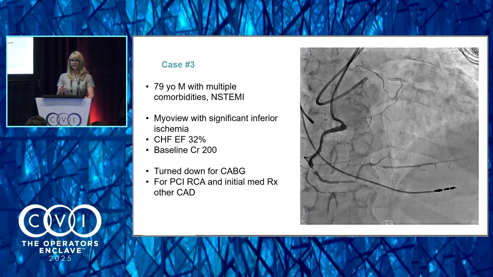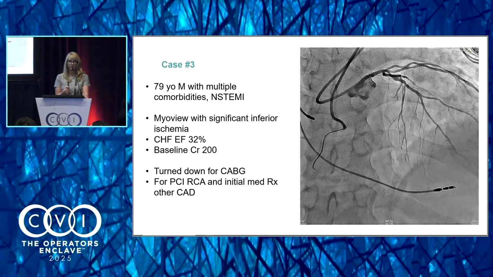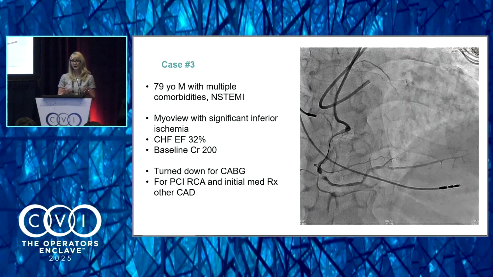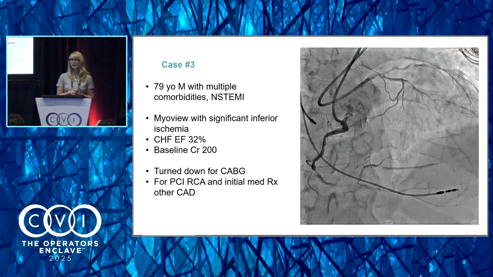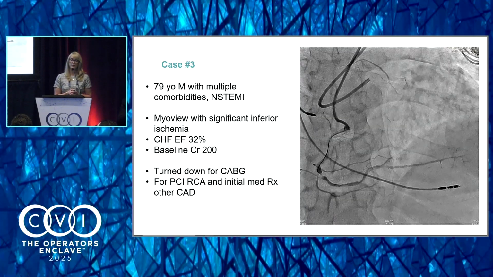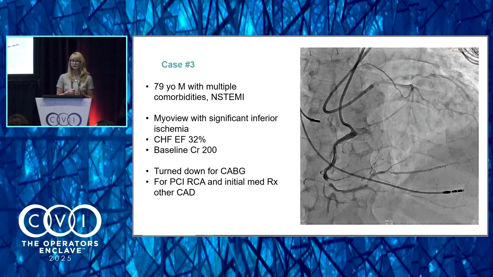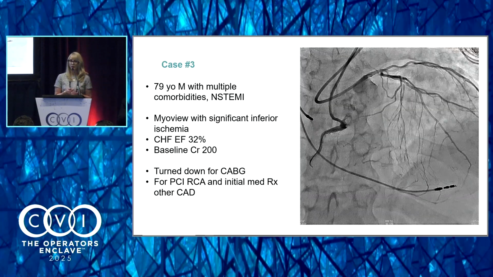This is my third and final case. So this is a 79-year-old gentleman with multiple comorbidities, also came in with an NSTEMI with a Myoview showing a major area of ischemia in his inferolateral wall. And that was done prior to cath because he did have renal impairments. So they were seeing initially how high risk were his findings and whether to manage him medically.